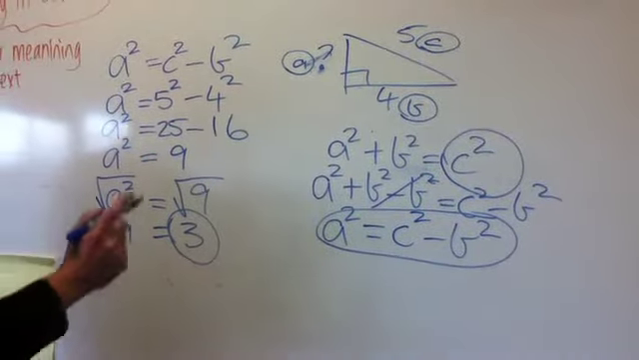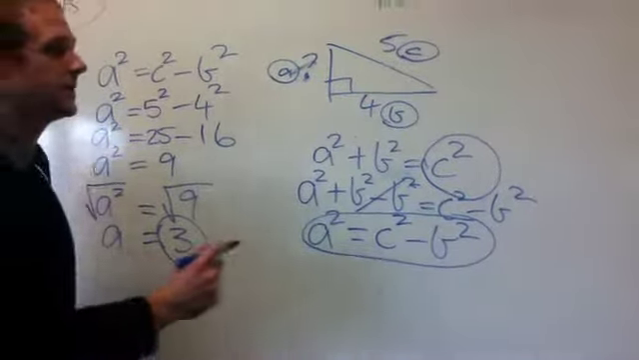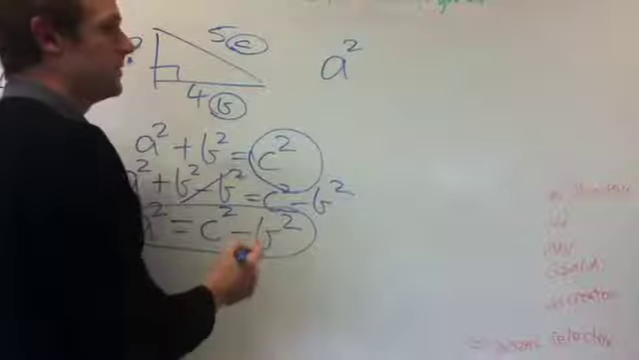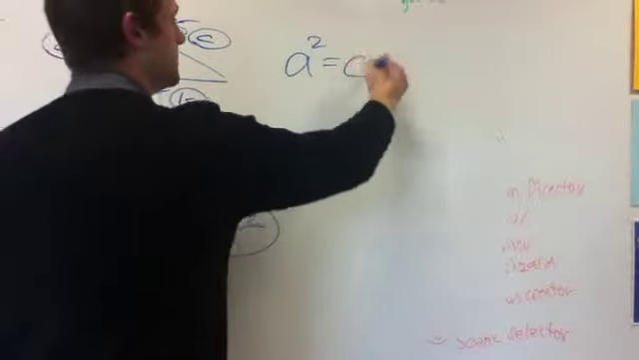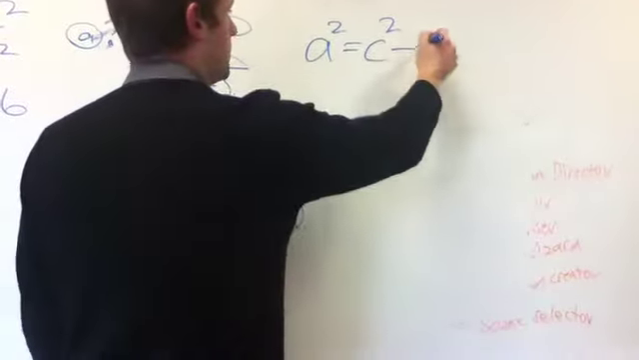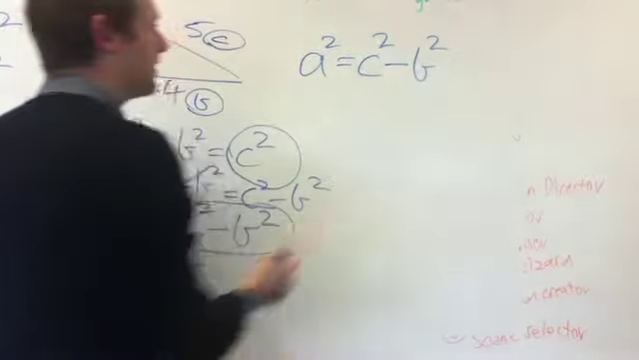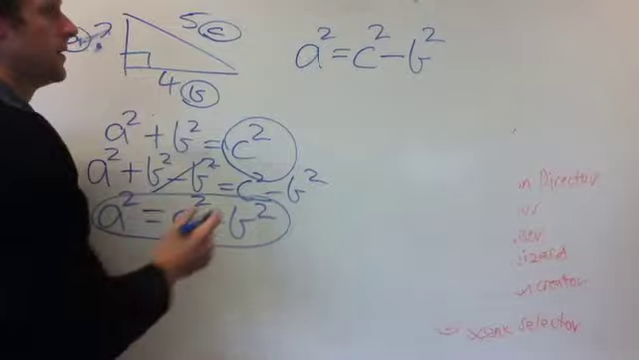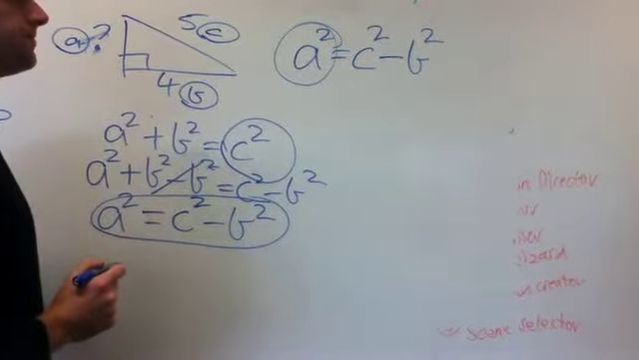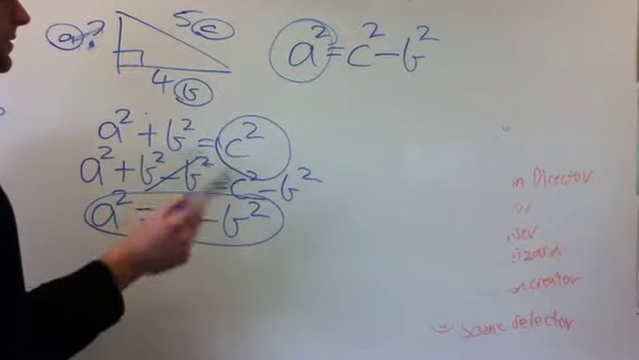Okay? The one thing that you need to remember from this lesson is that to work out the short side, we need to find the long side squared minus the other side squared. That will give us the short side squared. Okay, now it's time to try your independent work.